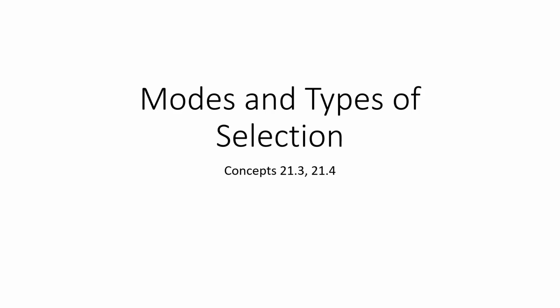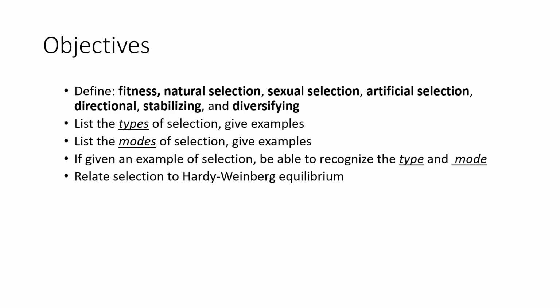Let's get more in depth with natural selection by going into the modes and types of selection. In this lecture, please be able to define fitness, natural selection, sexual selection, artificial selection, directional, stabilizing, and diversifying. List the 3 types of selection, be able to give examples.